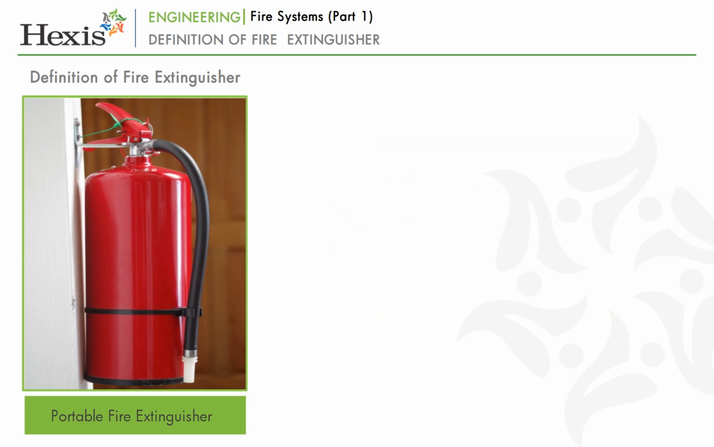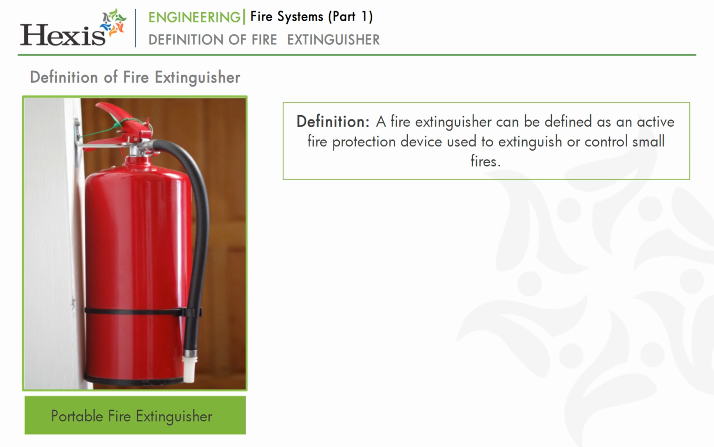Next, let's understand the definition of fire extinguisher. A fire extinguisher can be defined as an active fire protection device used to extinguish or control small fires. A fire extinguisher will usually be portable and comprises of an extinguishing agent stored in a container which is delivered on the fire when the extinguisher is operated.